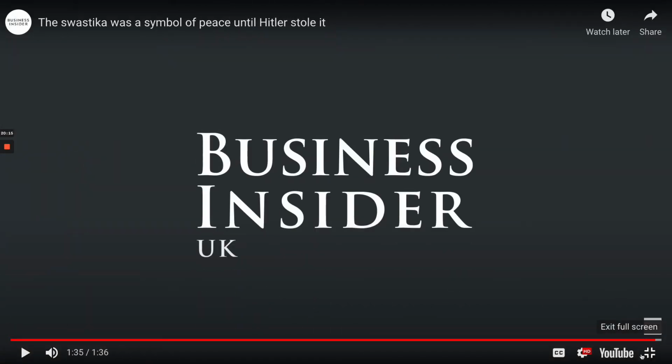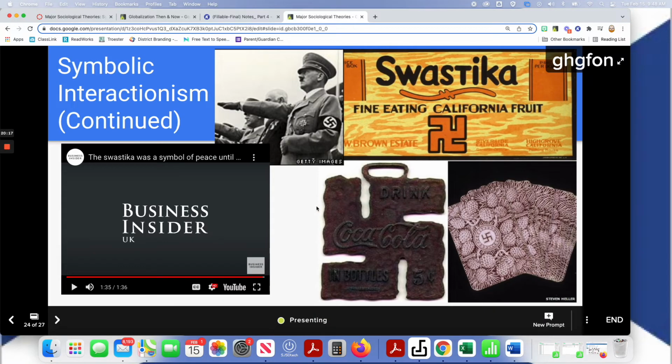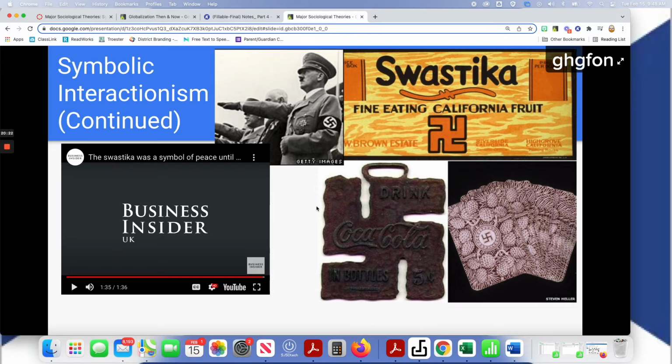Okay, now this is kind of too big a question for the Pear Deck, but do you think this guy's right that we'll someday stop seeing the swastika as a symbol of hate and see it as it was originally intended? Why not, Robert?